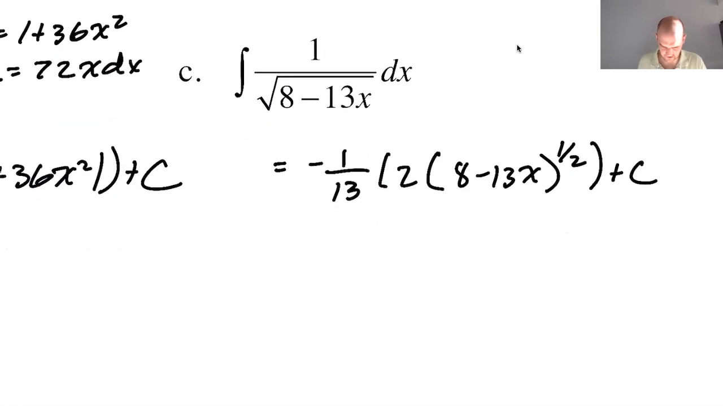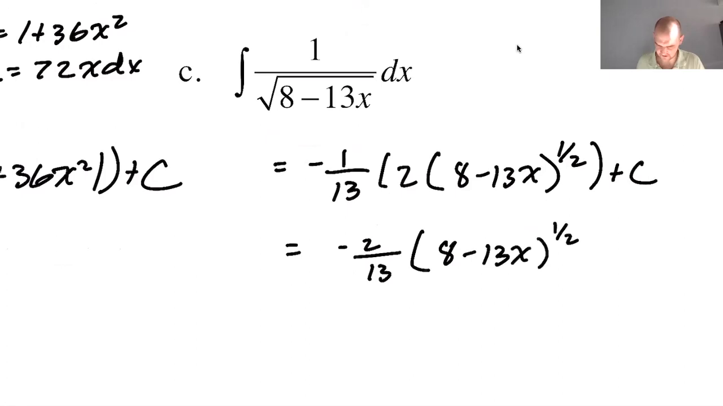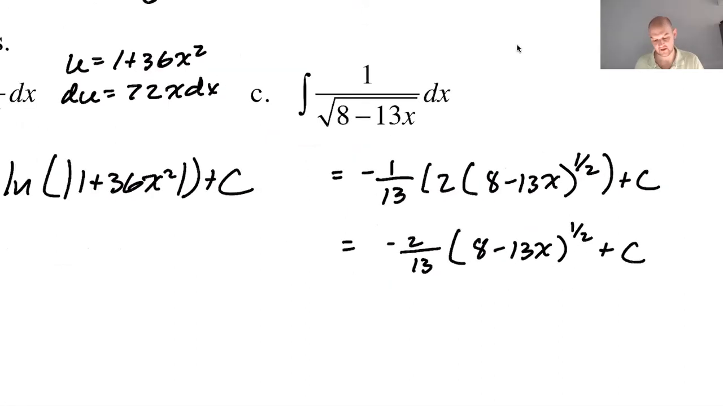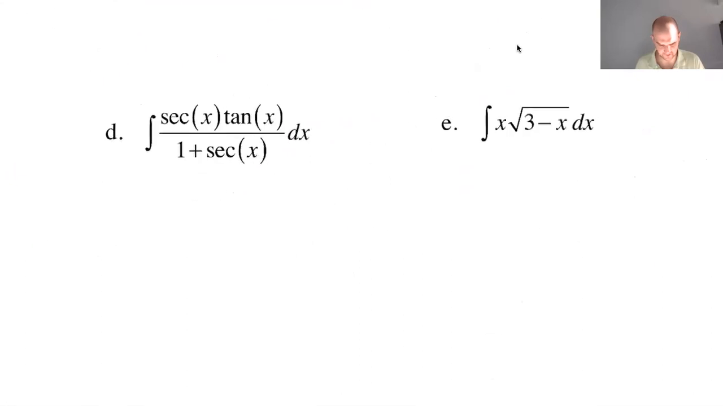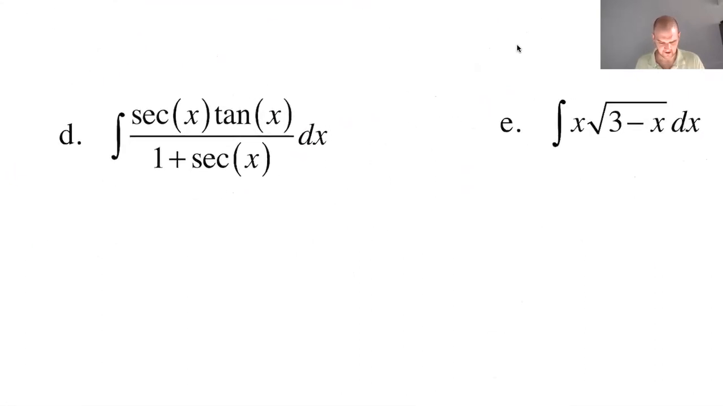So then this will be negative 2 over 13 times (8 minus 13x) to the 1/2 plus c. Do your u substitution. u is equal to 8 minus 13x. Go for it. I'm going to check them on the calculator at the end, but feeling okay about it. Here, this has got to be natural log.